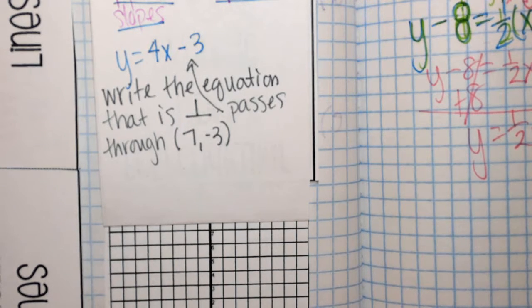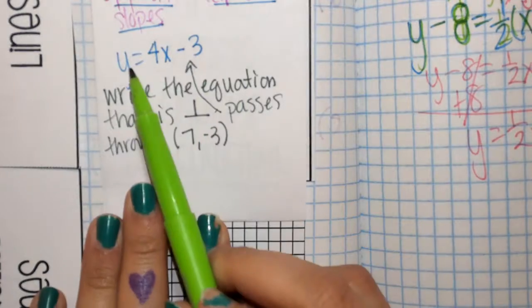Now, perpendicular lines have opposite reciprocal slopes. That's what we wrote up here. What is the slope of this line?